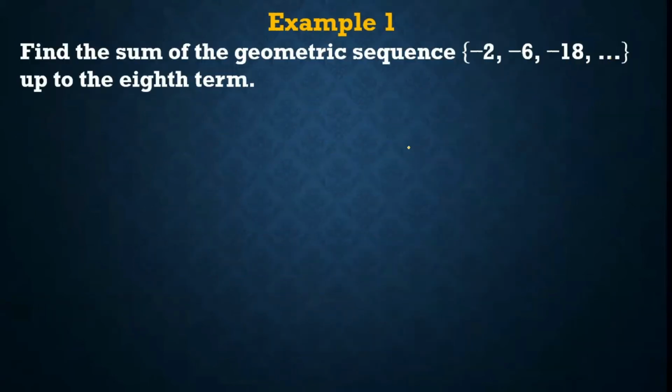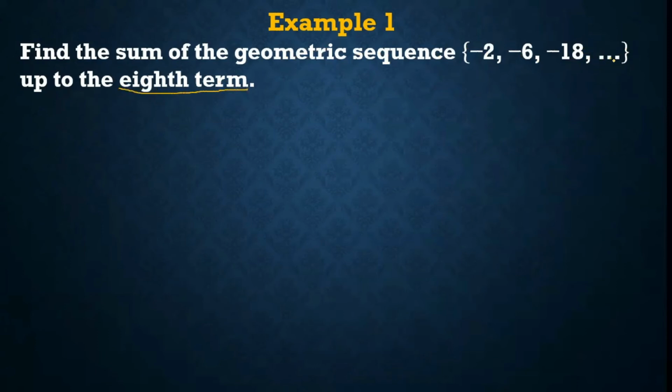Example number 1. So we have to find the sum of the geometric sequence -2, -6, -18, up to the 8th term. So anong klaseng geometric sequence po siya? Is it finite or infinite geometric sequence? So it is called finite geometric sequence because up to the 8th term lang po yung hinahanap natin. So it is not infinite.